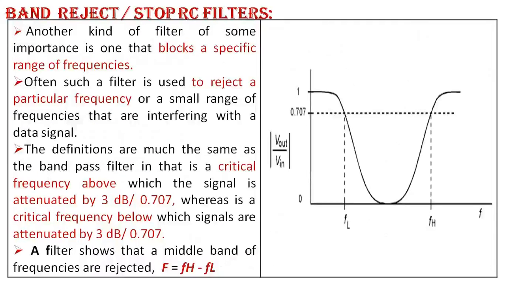Next is the band reject filter. Another kind of filter of some importance is one that blocks a specified range of frequencies.